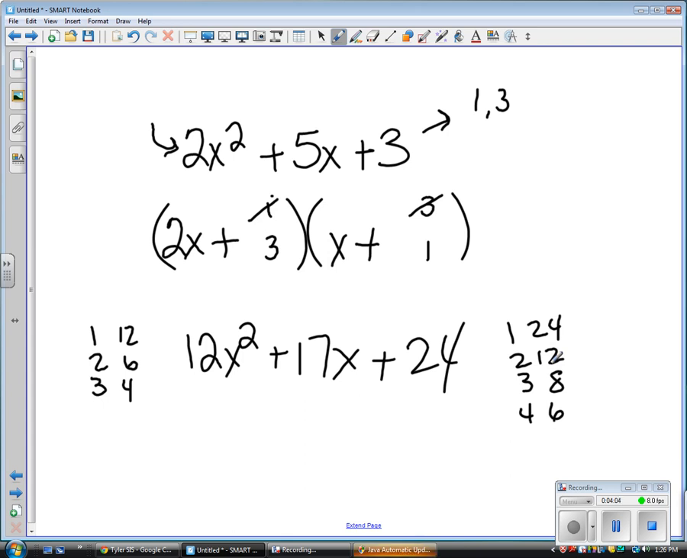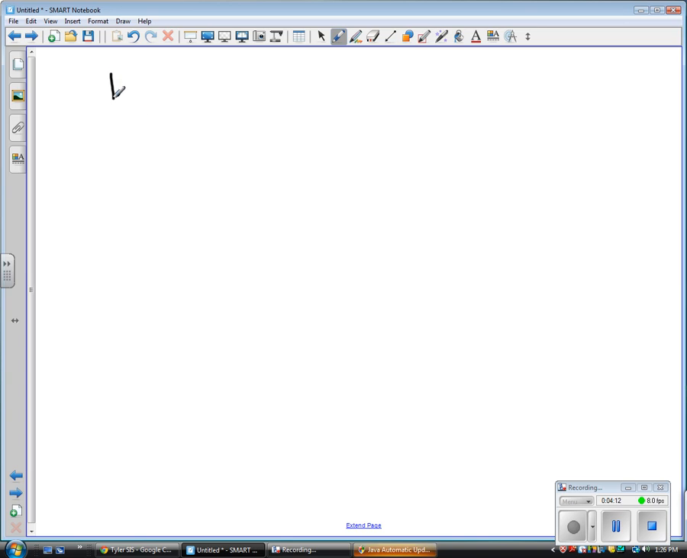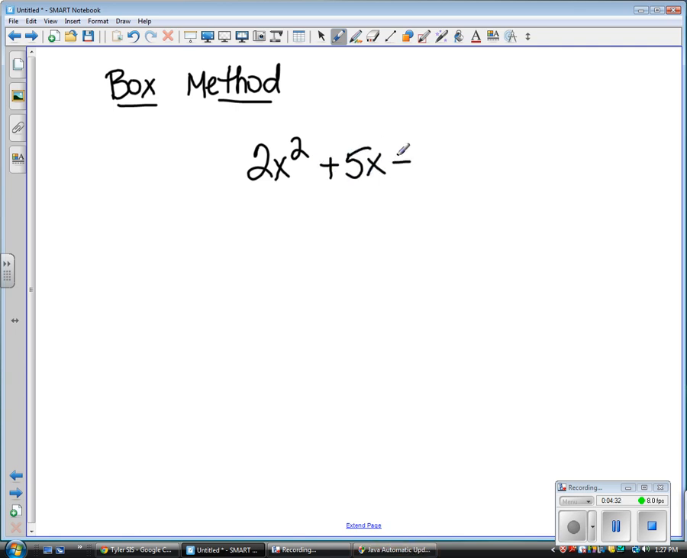Yes. Alright? So now I'm going to show you a little trick of how we're going to factor a little bit easier. Okay? This is what they call a box method. Now, there are other teachers who show other things out there, and it's not that any is easier or harder. But I'm going to show you this little box method. Now, we're going to look at the same one that we originally started with, 2x squared plus 5x plus 3.